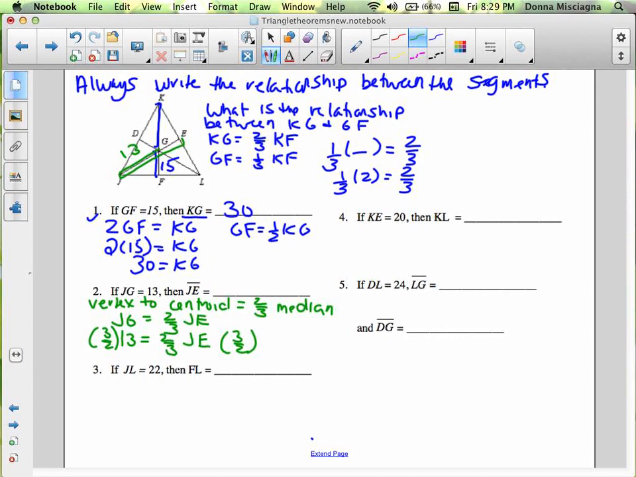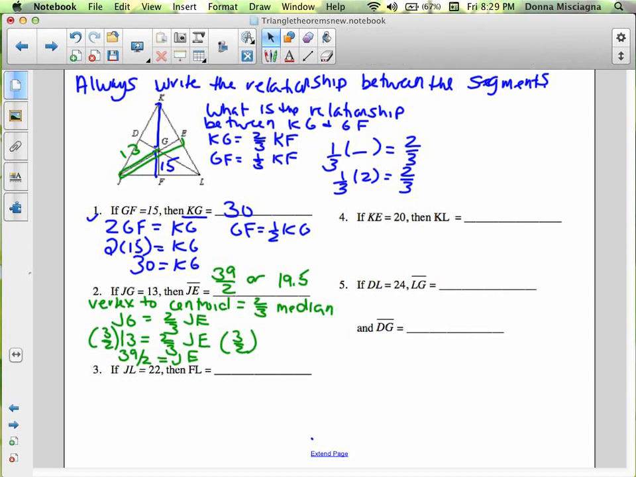All right, so this is 39/2. That doesn't reduce. So we have 39/2 equals JE. You can write that as 39 halves, or you could just write it as a terminating decimal. If it was 40, it would be 20, so this is 19.5. And then the last one, which I think is the easy one on this particular page.